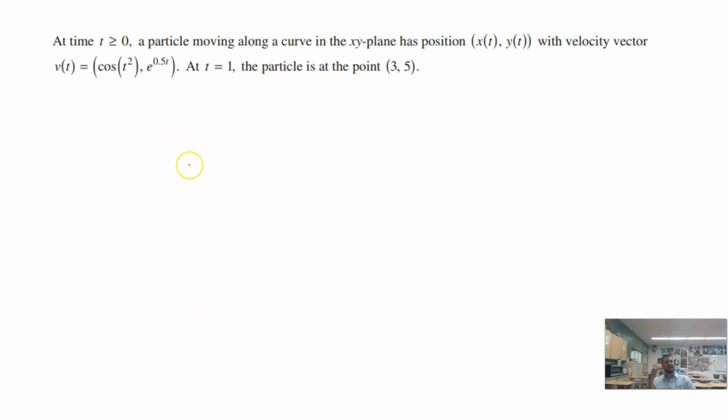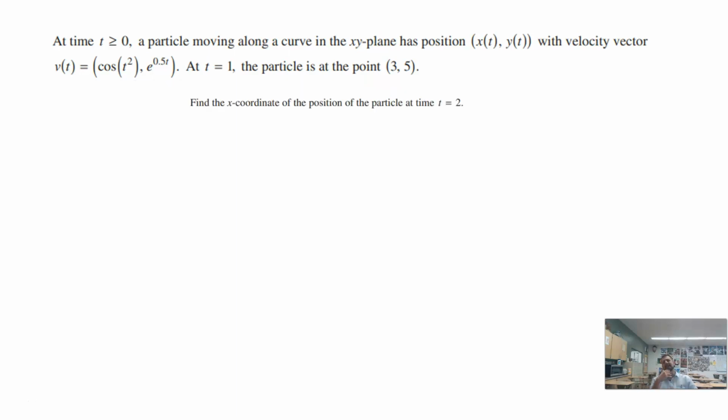So the introduction to the problem says a particle moving along the curve in the xy plane has the position x of t and y of t with velocity vector. So we were given a velocity vector here. Then at time equals 1, the position of the particle is at the point 3,5. So I have an initial position as well. Now don't forget, anytime we are looking at one of these problems, we have to realize that the x and y coordinates act independently of each other, and there are just some formulas that we use to tie them together.